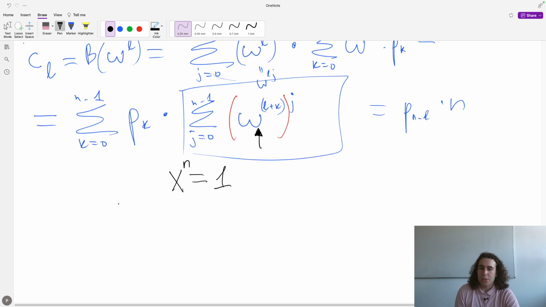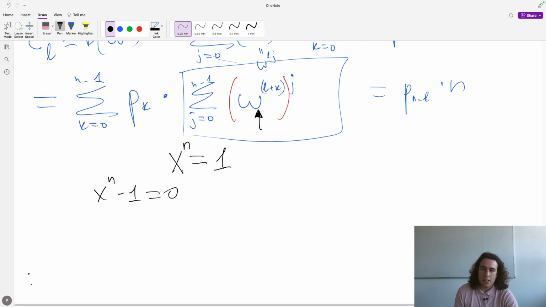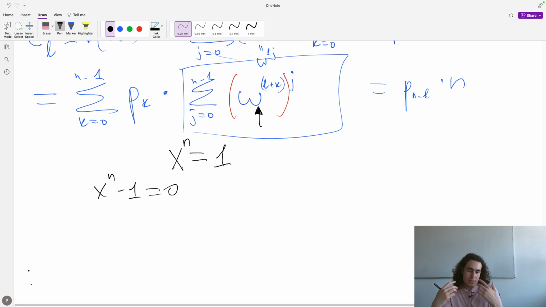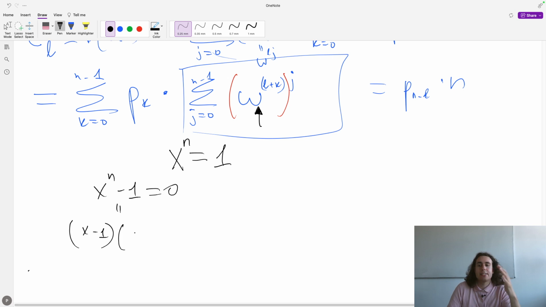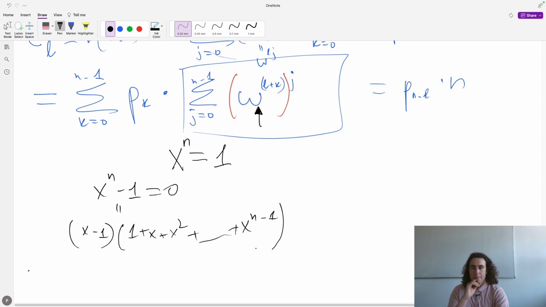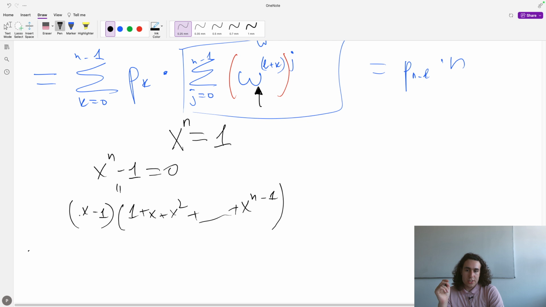Let's write it in a different way. x to the n minus 1 is equal to 0. I'm telling you that you can factor something out of here. This is a classical formula. This is just equal to x minus 1 times the sum of powers of x: 1 plus x plus x squared plus so on plus x to the n minus 1, right? Because if you multiply by x, you get all the powers from first to nth, and then you subtract all the powers from 0 to n minus first. So you get x to the n minus 1.